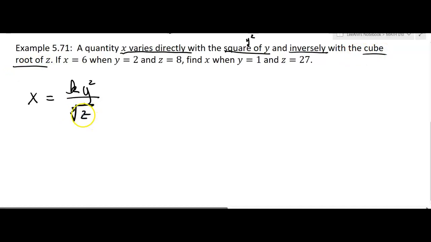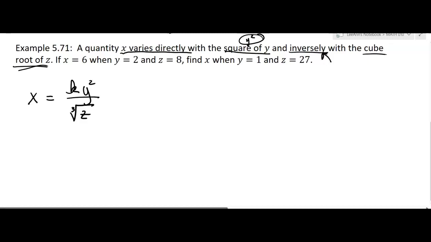Okay, there's the formula then. It's a little more complicated than the other ones we were doing, but if you take it piece by piece, it's going to be okay. So x varies directly. X is equaling something, and we throw the k in because we have to have a constant of proportionality. And it varies directly with the square of y. That was our y squared. Because it's directly, that's in the numerator. And inversely, that means this next part's going to be in the denominator. And it's the cubed root of z. So I have to make sure it's a cubed root, not cubed.